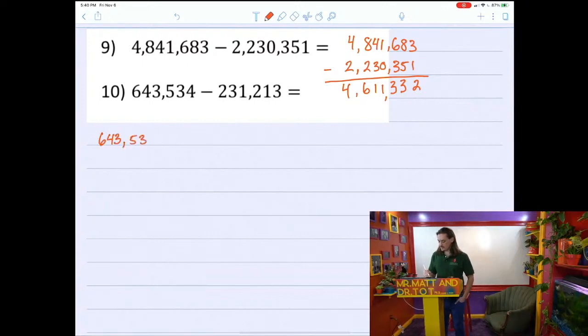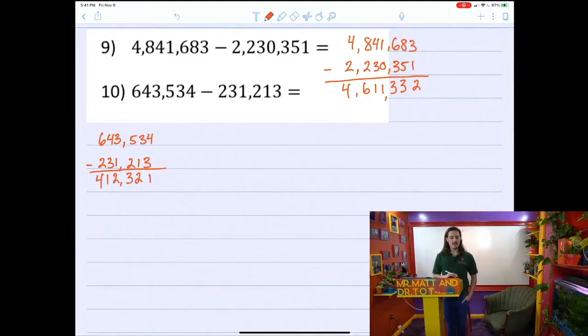For number 10, we have 643,534 minus 231,213. So going digit by digit, 4 minus 3 is 1, 3 minus 1 is 2, 5 minus 2 is 3, 3 minus 1 is 2, 4 minus 3 is 1, 6 minus 2 is 4. So again, we got lucky, no regrouping had to happen. All of the digits of the first value were greater than the digits of the value being subtracted from it.